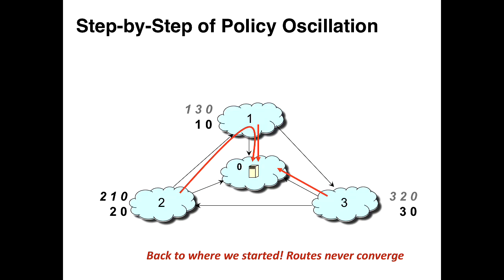Why does this violate Gao-Rexford? Because 2 is a customer of 1, 1 is a customer of 3, and 3 is a customer of 2. So it's a cycle in the customer-provider relationship.